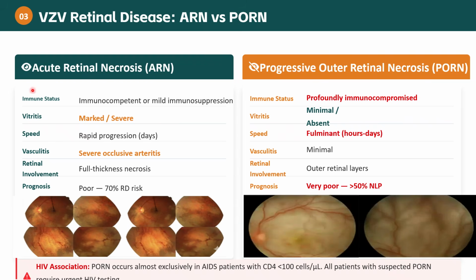This is a quick comparison between acute retinal necrosis and progressive outer retinal necrosis. As I said, acute retinal necrosis occurs in immunocompetent patients, commonly due to HSV or VZV, that's herpes zoster. Progressive outer retinal necrosis can be seen in herpes zoster with immune suppression or along with HIV infection.